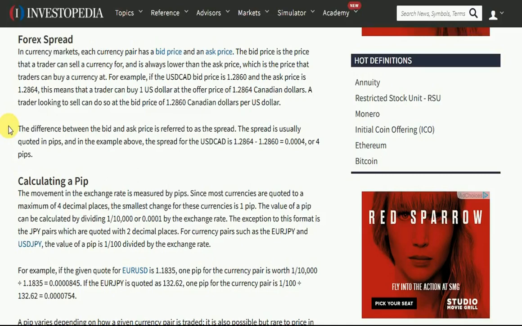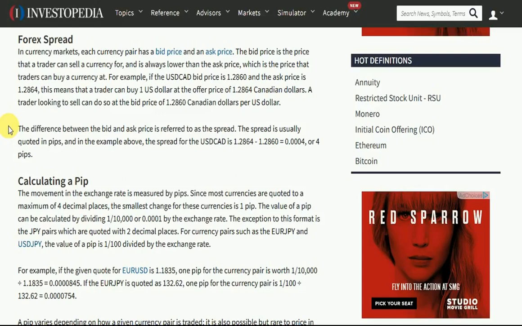For example, if the USD CAD bid price is 1.2860 and the ask price is 1.2864, that means that the trader can buy $1 at the offer price of 1.2864 Canadian dollars. A trader looking to sell can do so at a bid price of 1.2860 Canadian dollars per US dollar. So basically, the difference between the bid price and the ask price is what we call the spread.